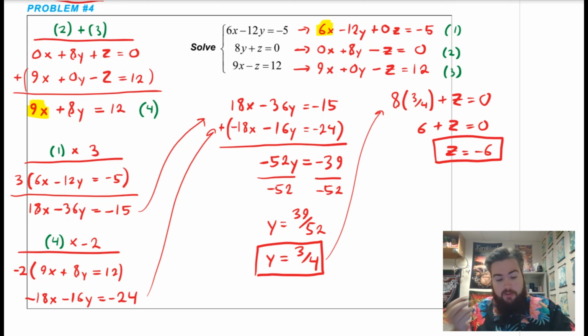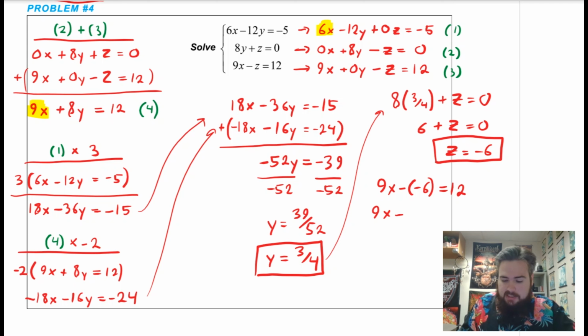I should also be able to plug in 3/4 into one of the other equations, or I could plug in z equals negative 6 if we so please. Really up to you. I'm going to take that third equation, 9x minus z equals 12, and plug in z equals negative 6. If I do so, I'll get 9x minus z, so minus negative 6, equals 12. That will give me 9x plus 6 equals 12. I could subtract 6 to get 9x equals 6. And lastly, x equals 6 over 9. Or if you simplify that, x equals 2 over 3.